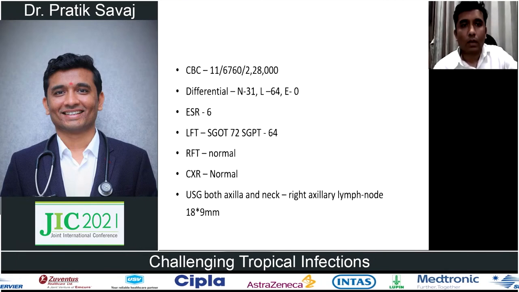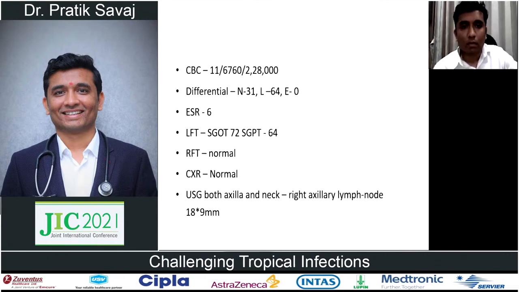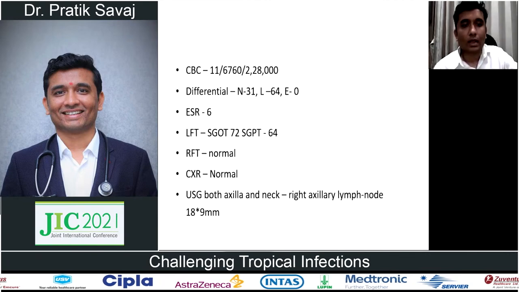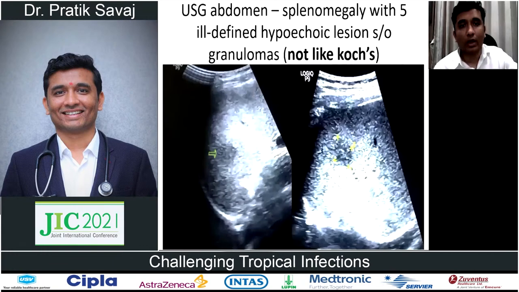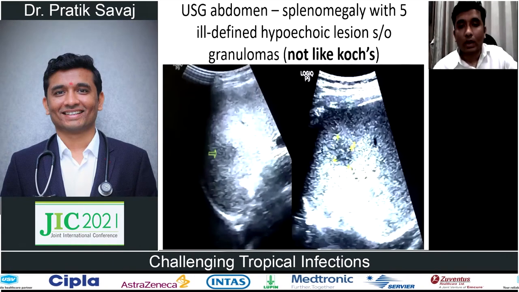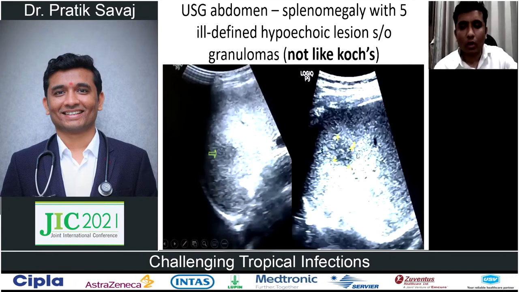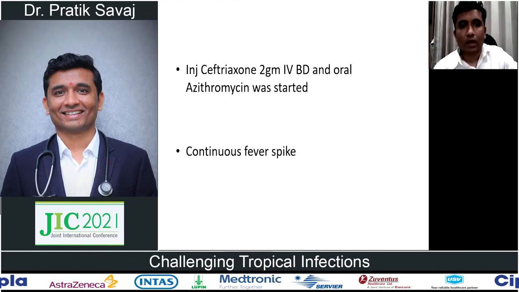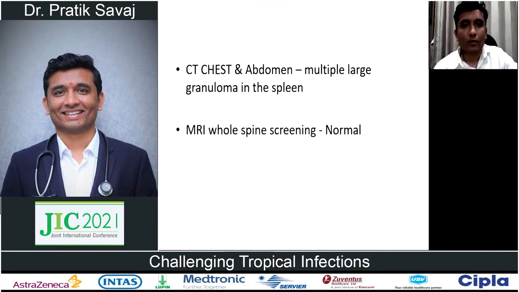CBC was normal, but on the differential there was a lymphocytosis. Mild SGPT ratio elevated, creatinine normal, X-ray normal, and sonography of both axillae showed an enlarged right axillary lymph node. In the abdomen, they have this kind of granuloma seen in the skin, around 4-5 granulomas, quite large in size. Azithromycin was started by the physician, but he continued to have fever.